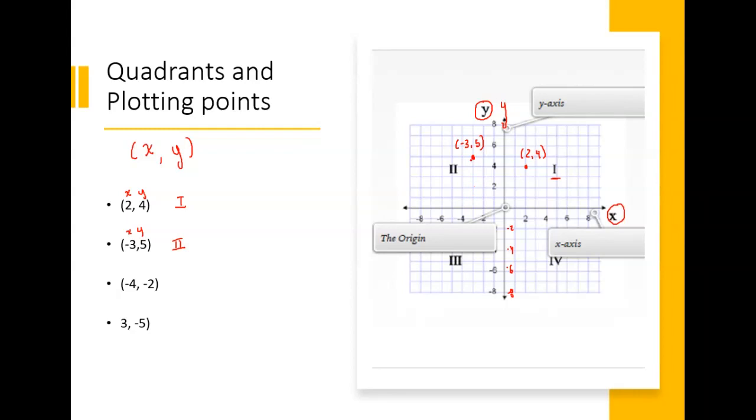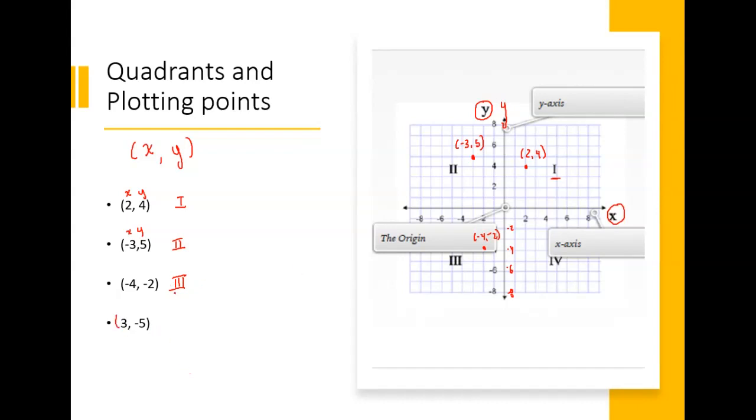Now for the third one here, we have a -4 and a -2. I apologize, this is right in the way, but this is about where it would be if that wasn't in the way. But -4 and -2 land in the third quadrant. Some questions ask you to draw the points, and then some just ask you which quadrant the point is in. And I apologize, there's no bracket here.